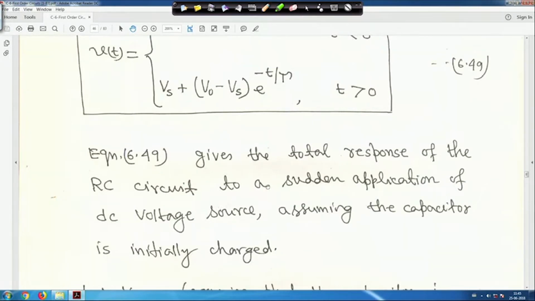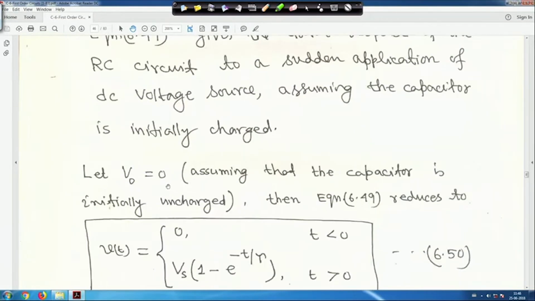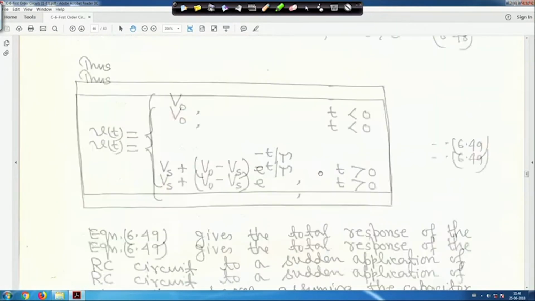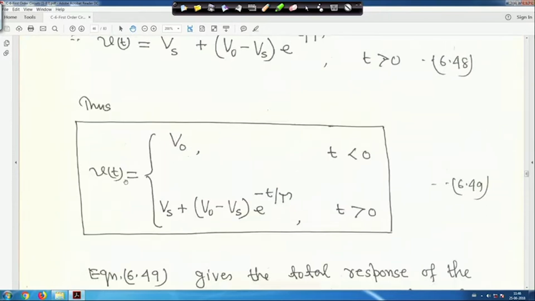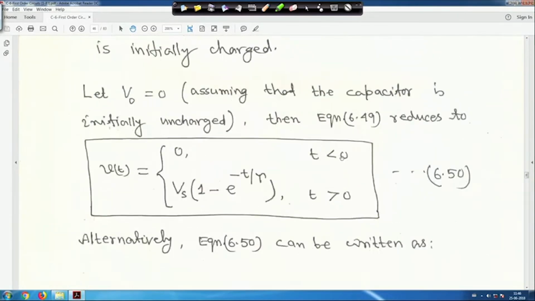We applied this to the RC circuit assuming the capacitor is initially charged, right. Now, assuming that it is initially uncharged, that means V0 is equal to 0. If V0 is equal to 0 in this expression, Vt will be equal to 0 for t less than 0, and here also if you put V0 equal to 0, it will be Vs into (1 minus e to the power minus t by tau). So, it is 0 for t less than 0, and it is Vs (1 minus e to the power minus t by tau) for t greater than 0. This is equation 50, right.